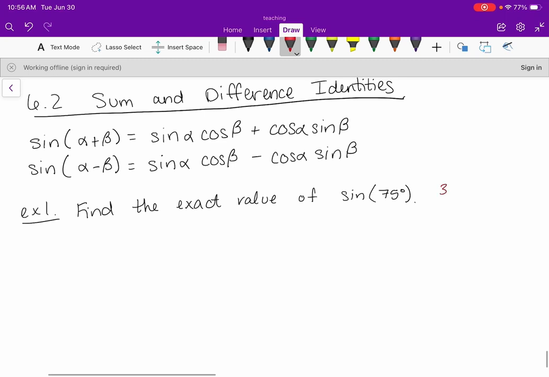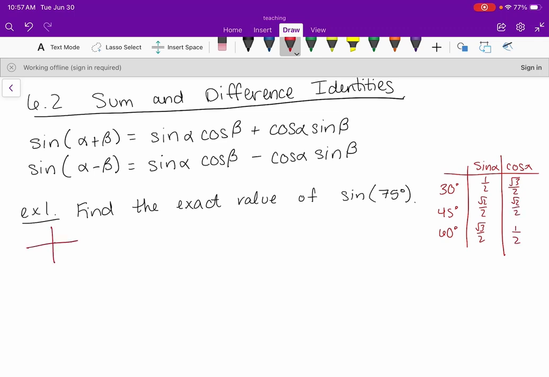So if I say 30 degrees, 45 degrees, 60 degrees, and then we've got sine and cosine. This is 1/2, root 2 over 2, root 3 over 2, root 3 over 2, root 2 over 2, and 1 over 2. The issue with 75 degrees is it's in quadrant 1, but it's 75 degrees from 0. So it doesn't have a reference of 30, 45, or 60, which means we don't know it.